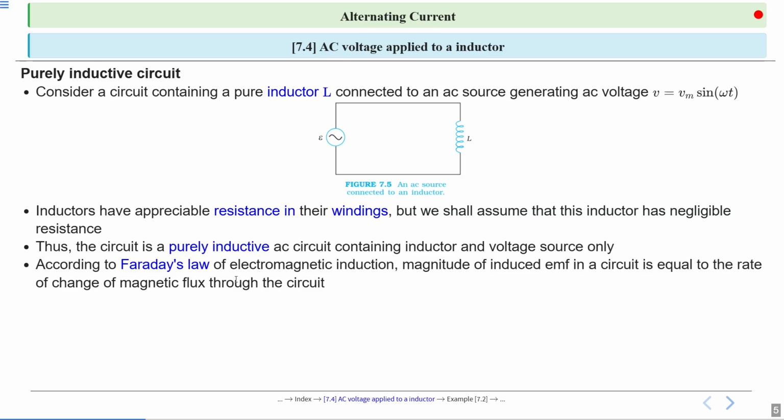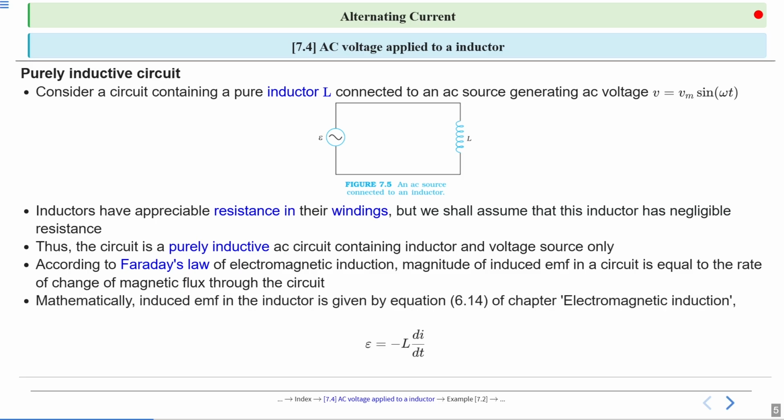According to Faraday's law of electromagnetic induction, magnitude of induced EMF in a circuit is equal to the rate of change of magnetic flux through the circuit. We have discussed the self-induction topic, and according to Faraday's law we know that induced EMF in a circuit is equal to the rate of change of magnetic flux through the circuit.